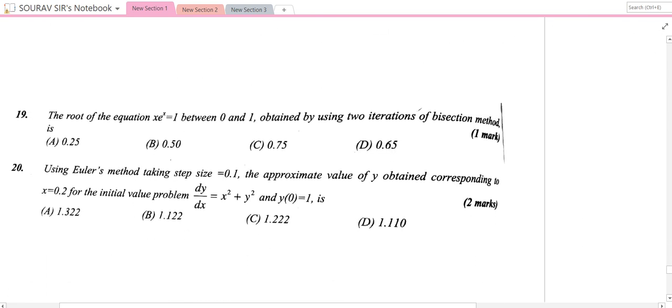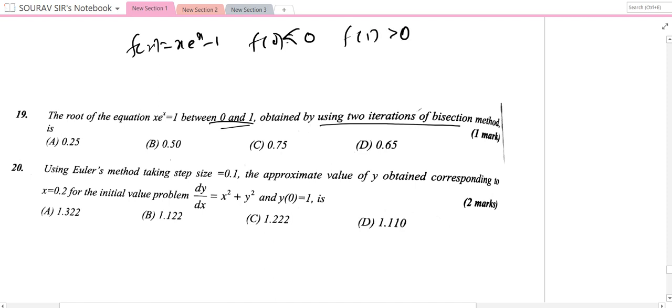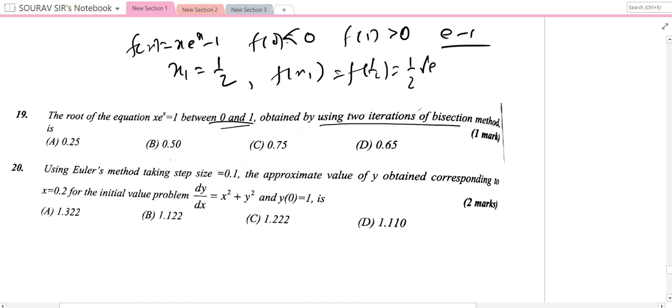The root of the equation x into e to the power x between 0 to 1 obtained by using 2 iterations by the bisection method. So f of x equals this thing, we can take x into e to the power x minus 1, and f of 0 is negative, less than 0, and f of 1 is positive as it is e minus 1 anyway. So it lies between 0 to 1. So x1 is 0 plus 1 by 2, so half, and f of x1 is f of half, so this is 1 by root e minus 1, less than 0.